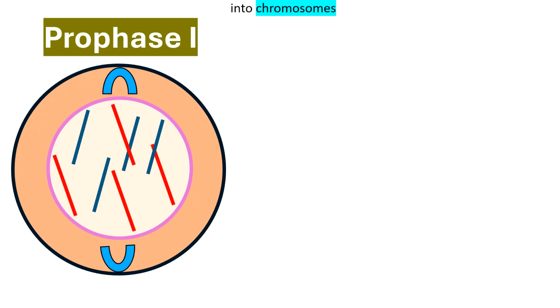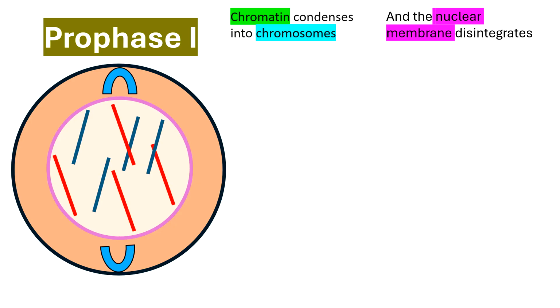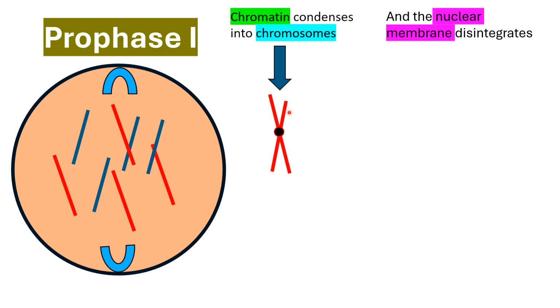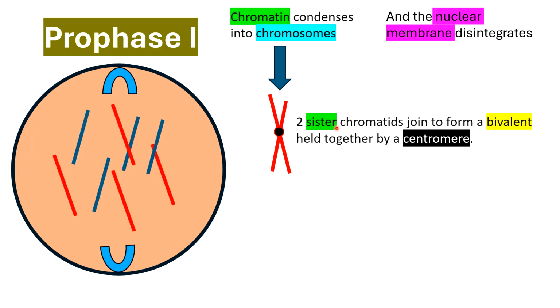First thing that's going to happen, chromatin condenses into chromosomes and the nuclear membrane disintegrates, as you're going to see here on the left. Boom, nuclear membrane disintegrates. Now, these chromosomes are the joining of two sister chromatids, sister for identical, so they have the same alleles, the same genes. These form what's called a bivalent, bi for two, held together by a centromere. It's this black circle in the middle. This whole thing is a bivalent of two sister chromatids joined together.